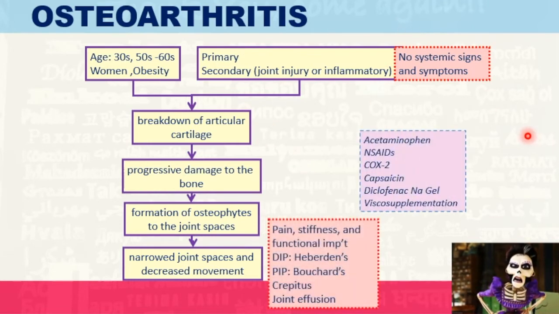Okay, so what do we do for this patient? Pain will be the problem. So we give acetaminophen, NSAIDs, and then COX-2 inhibitors. Then you have capsaicin, diclofenac sodium gel, and then viscosupplementation may be done.